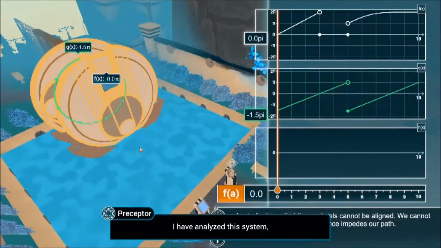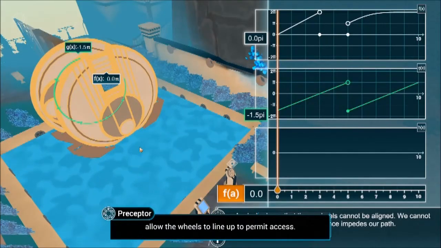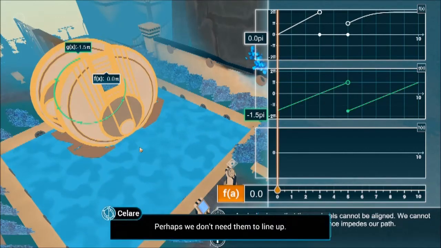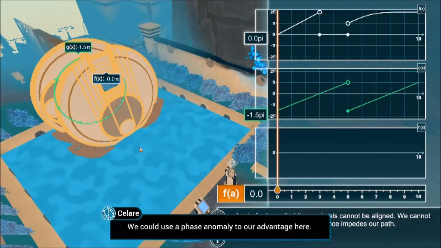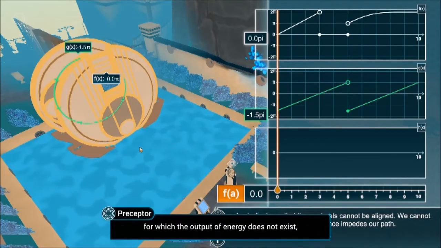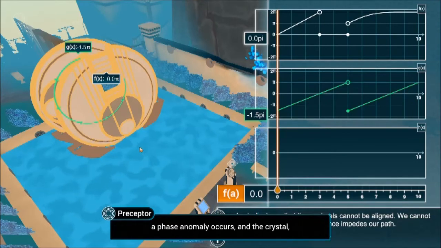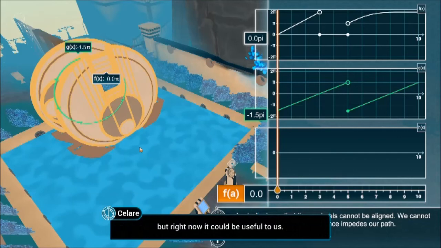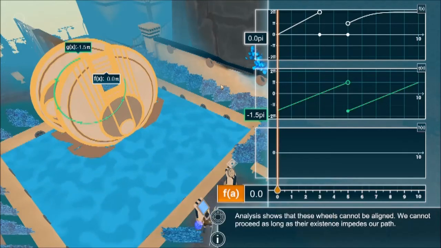I have analyzed this system, and there is no configuration that will allow the wheels to line up to permit access. Perhaps we don't need them to line up. We could use a phase anomaly to our advantage here. If an input is supplied to a crystal for which the output energy does not exist, a phase anomaly occurs, and the crystal, and whatever is linked to it, will vanish. They can be dangerous, but right now it could be useful to us.